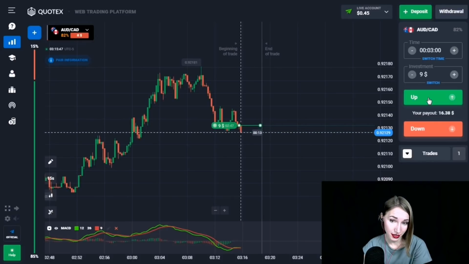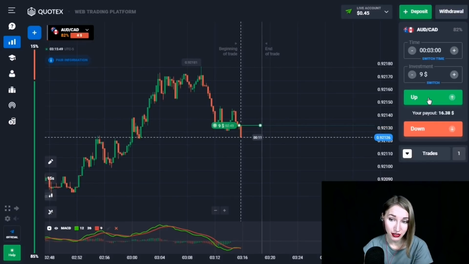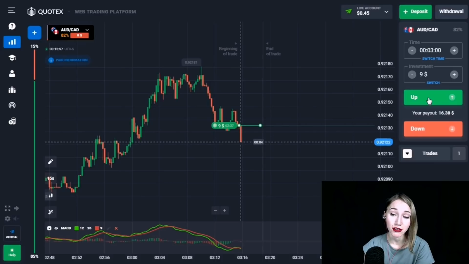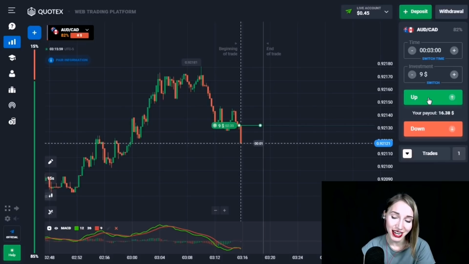So there is an uptrend, the price really reached the resistance level and there was a small rollback downward. I think that very soon the price will continue its upward movement and perhaps this level will be broken through. So guys, let's wait for the end of our trade.